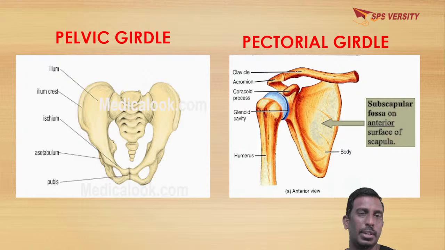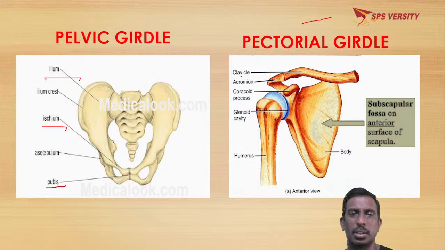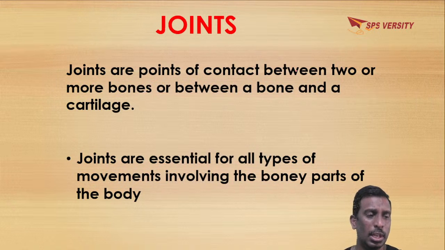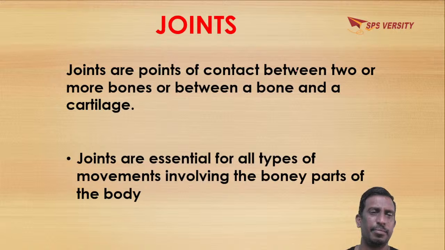And these are the pelvic girdle and the pectoral girdle. In the pelvic girdle, the parts are ilium, ischium, and pubis. In the pectoral girdle, the parts are the clavicle, acromion, coracoid process, and glenoid cavity, to which the forelimbs are attached. Okay, so this is about the bones present in the appendicular skeleton and axial skeleton.